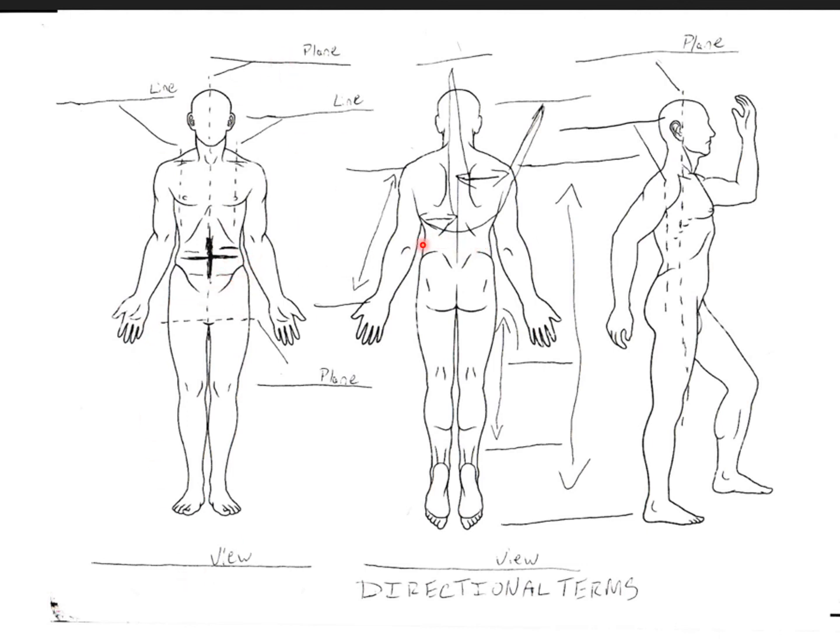Moving on to here, we have some directional terms. So we have the arm. Going towards the torso is proximal. Going away from the torso is distal. Right here, same thing. We're going towards the torso, so that's proximal. Away from the torso is distal. Here, we're looking at the entire body, so going towards the head, we have superior. Going away from the head, we have inferior.